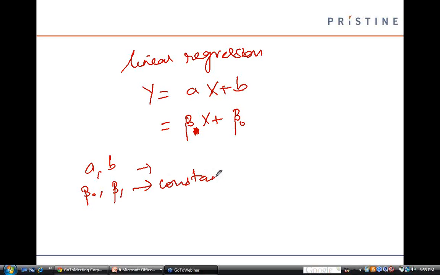Constant means numbers 1, 2, 3, 4, 5, 1.5, any number. So don't get bogged down. The idea is my regression function is of the form some constant multiplied by independent variable plus some other constant. You can term this constant as a or b, or you can term it as beta 1 or beta 0. All right. Make sense?